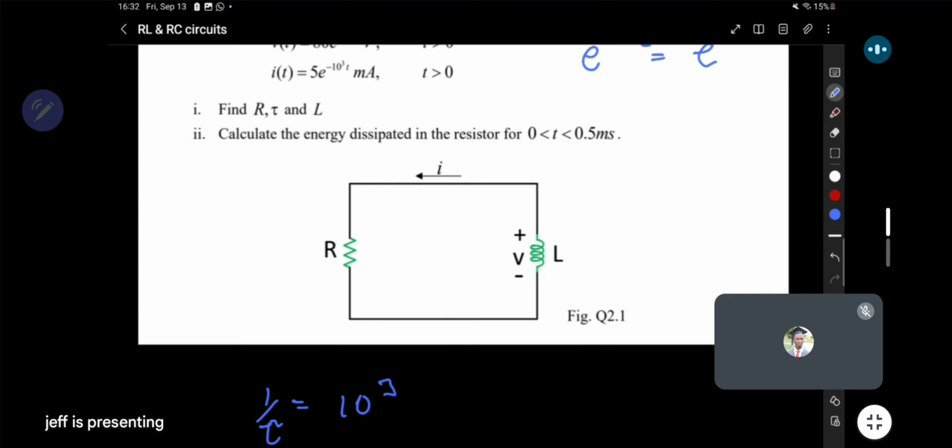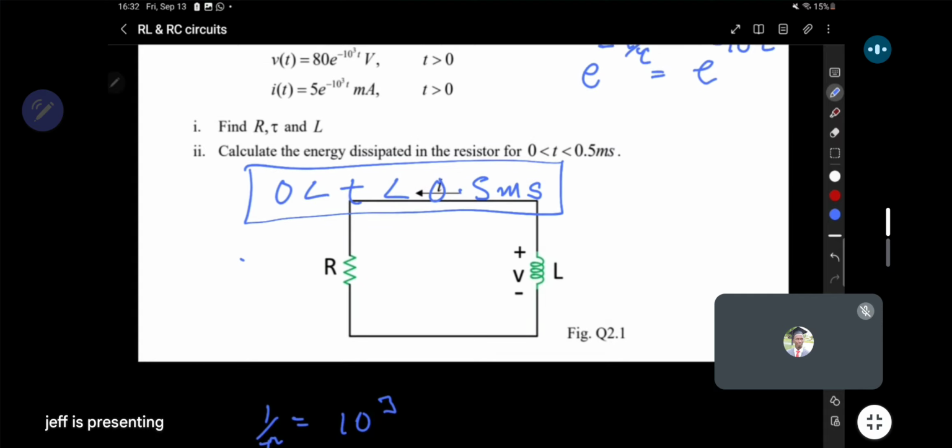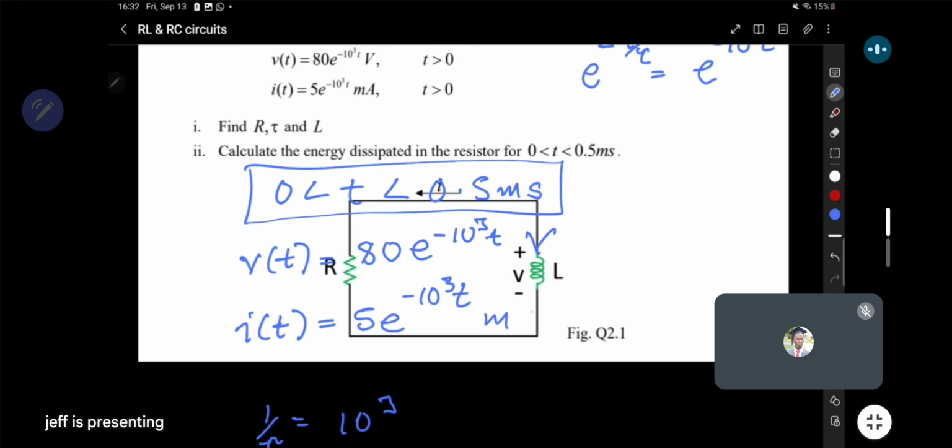In the second part, we now want to find the energy dissipated by the resistor during that period, for 0 less than t less than 0.5 milliseconds. So during this time interval, how much energy was dissipated? Of course, we still want to keep in mind what the voltage is. v(t) equals 80 e to the minus 10 to the 3 t, in volts, and we have 5 e to the minus 10 to the 3 t there, in milliamps.